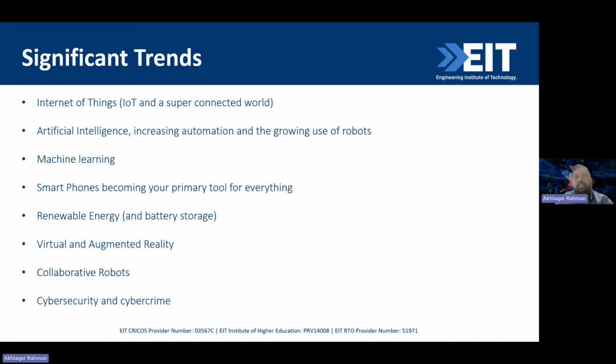You can think about smartphones, renewable energy, again a very important topic, virtual and augmented reality, collaborative robots, cybersecurity. So these are the current trends that, in my humble opinion, will be the big important factors of automation or, let's say, Industry 4.0, as you're mentioning, in the next 5 to 7 years or maybe the next 10 years. So as you go along, you can see how that is incorporated in our courses at EIT.